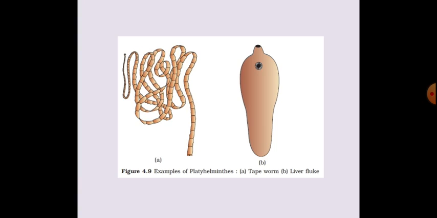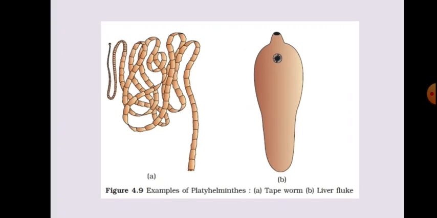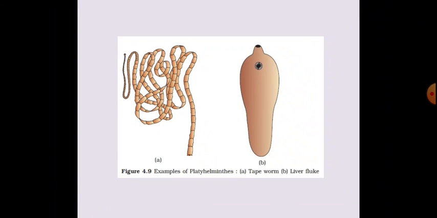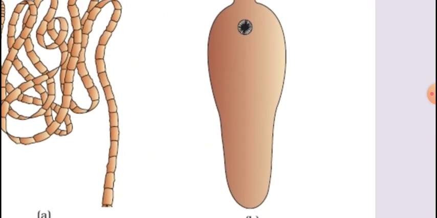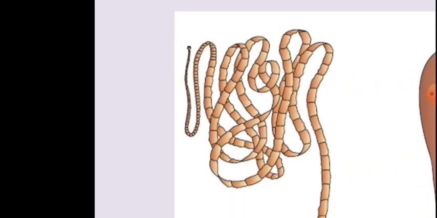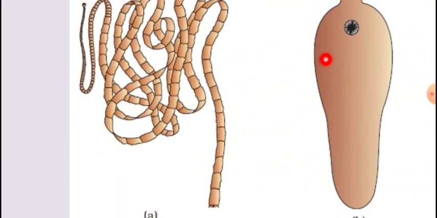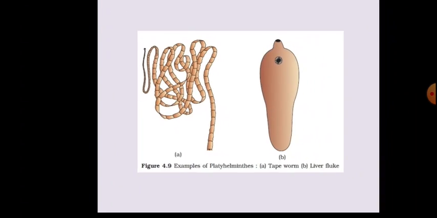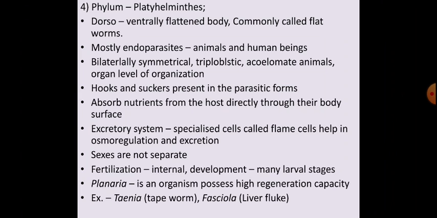See, this is the example of phylum Platyhelminthes. Tapeworm, usually a worm inside our intestine. Other example is liver fluke. This is liver fluke. This is tapeworm. Organisms belonging to phylum Platyhelminthes.